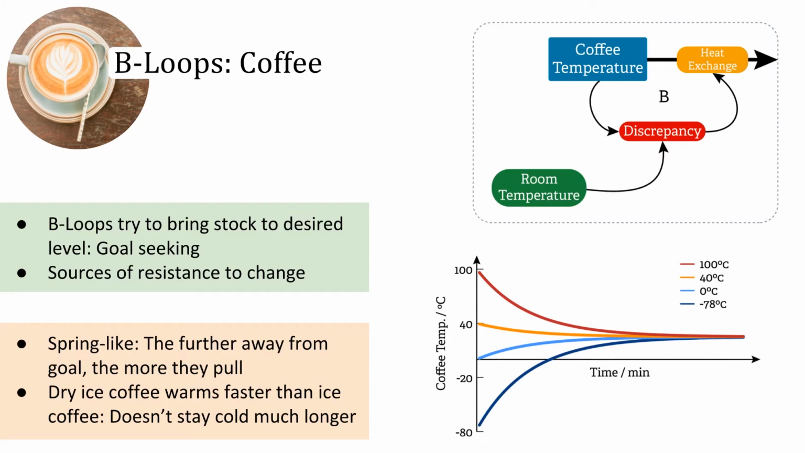This has as an effect that the dry iced coffee, in our example before, the dark blue curve, warms much faster initially than the iced coffee. And this has as a total effect that it doesn't stay cold that much longer than the iced coffee, even though it was much colder to begin with.